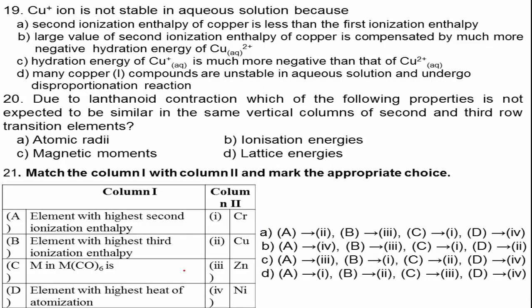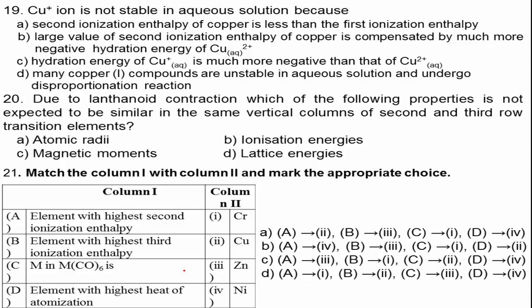Next, question number 19. Cu plus ion is not stable in aqueous solution because: option A, second ionization enthalpy of copper is less than first ionization enthalpy; option B, large value of second ionization enthalpy of copper is compensated by much more negative hydration energy of Cu2 plus; option C, hydration energy of Cu plus is much more negative than that of Cu2 plus; option D, many copper 1 compounds are unstable in aqueous solution and undergo disproportionation reaction.